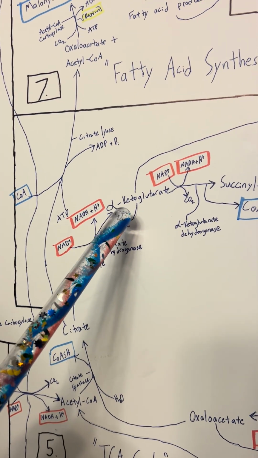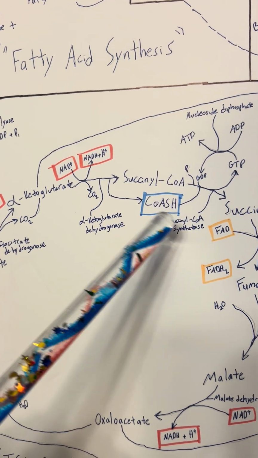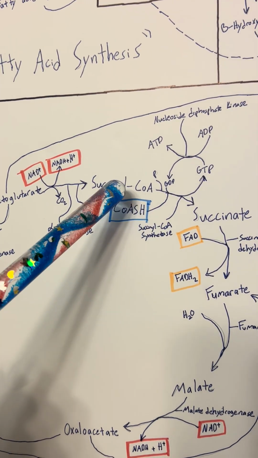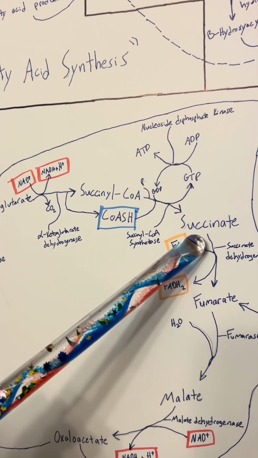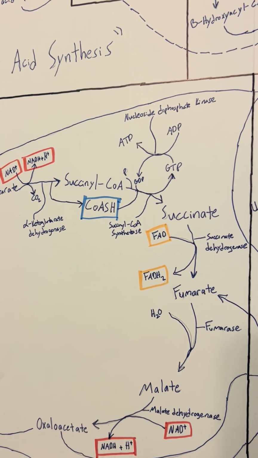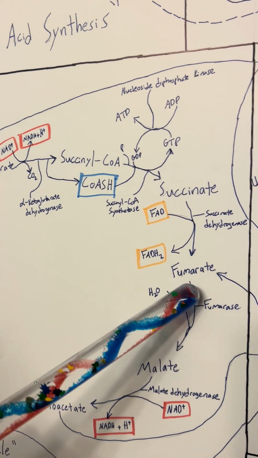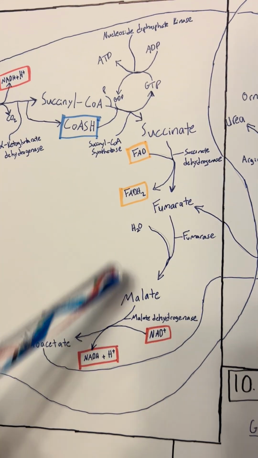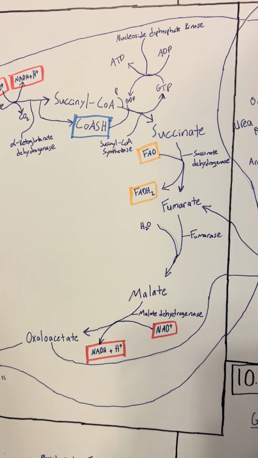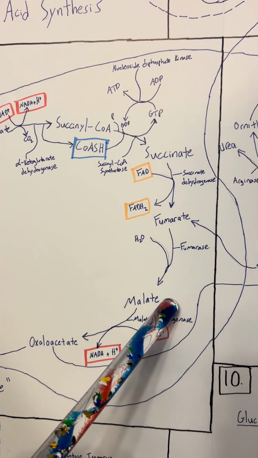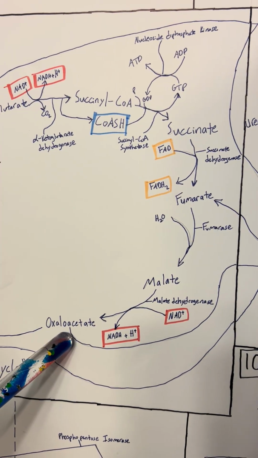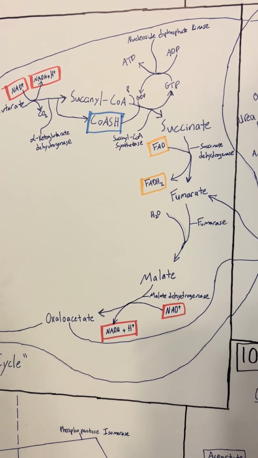Alpha-ketoglutarate, though, is converted to succinyl-CoA, releasing another CO2 and forming a second NADH coenzyme. Succinyl-CoA is converted to succinate, generating GTP or ATP by substrate level phosphorylation. Succinate is oxidized to fumarate, producing an FADH2. Fumarate is hydrated to malate with the addition of a water molecule right there. And then malate is oxidized back into oxaloacetate, producing another NADH.